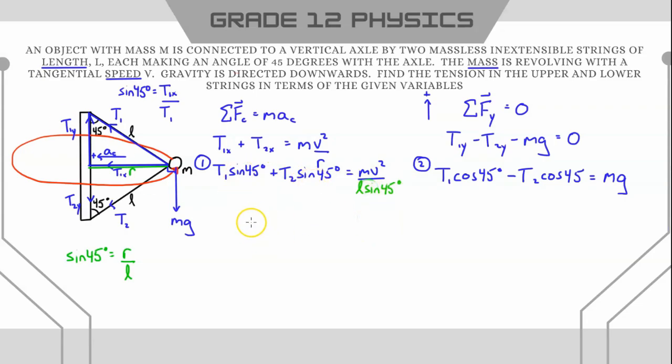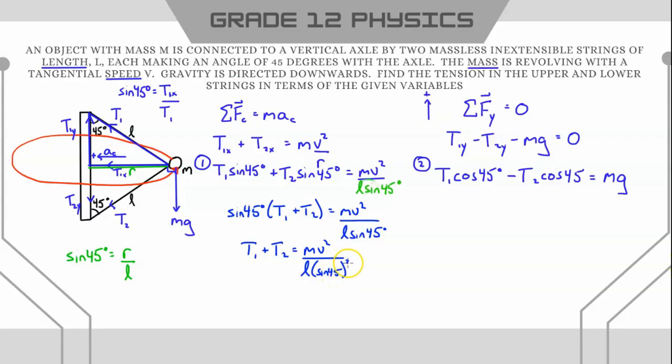So if I factor out a sine of 45, we will have sine of 45 times T1 plus T2 is equal to mv squared over L sine 45. And then I can divide both sides by sine of 45, and so we'll have T1 plus T2 is equal to mv squared over L times the sine of 45 squared.